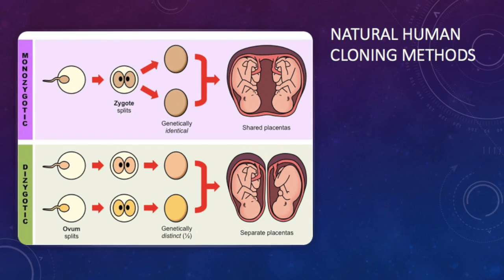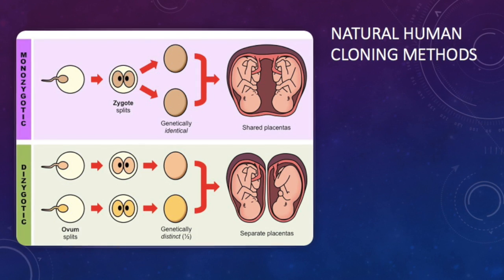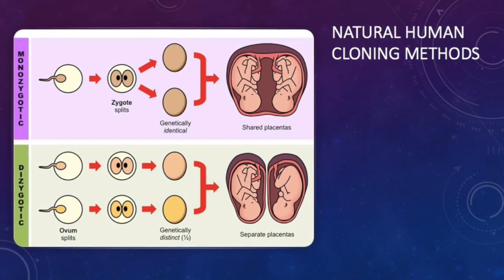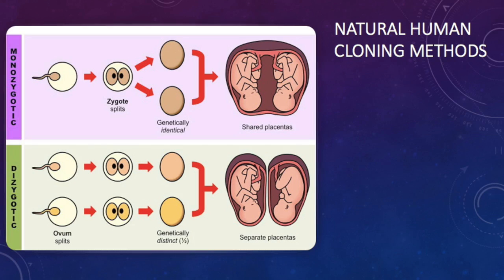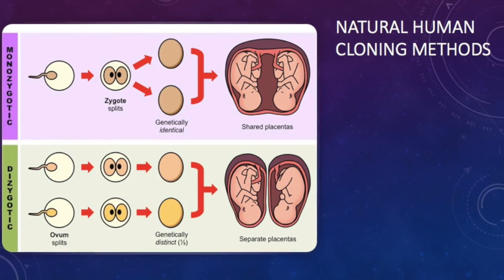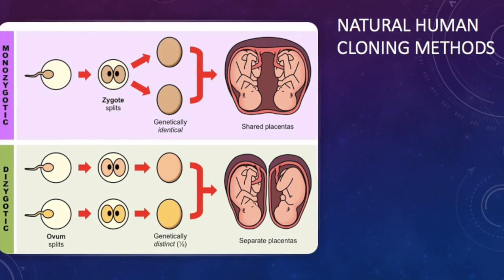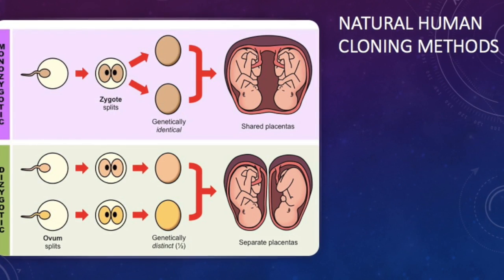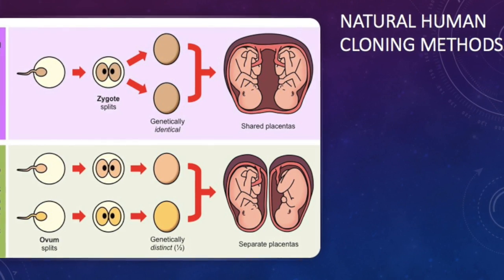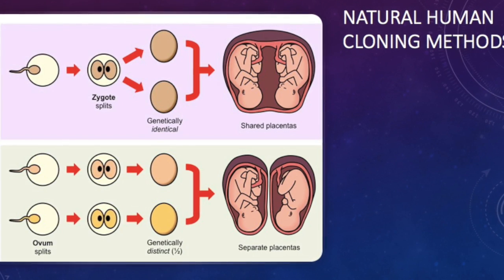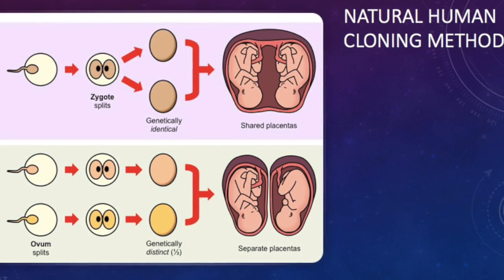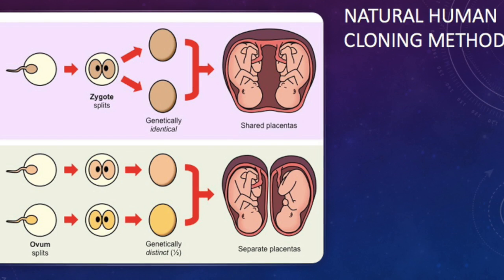The natural human cloning method is another one. Even human beings are capable of creating genetic clones through natural means. Identical twins are created when a fertilized egg splits in two identical cells, each forming an embryo. Non-identical twins are created when an unfertilized egg splits into two cells and each is fertilized by a different sperm. Identical twins will be clones of one another, while non-identical twins will share 50% of the same DNA.